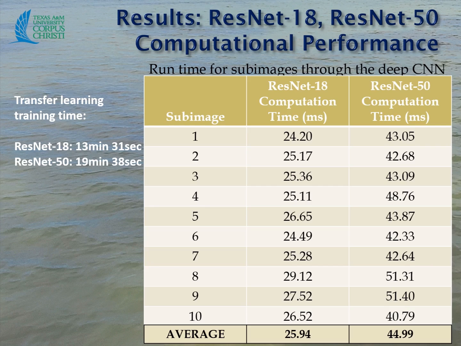For computational performance, as expected, ResNet 50 runtime for each of the 224 by 224 sub-images were longer than the runtime for the ResNet 18 network. This is due to the number of deep layers in the 2 convolutional neural networks. On average, ResNet 50 runtime was about 75% more than that of ResNet 18 using the listed samples. We also note that the training time with transfer learning for ResNet 18 was 13 minutes and 31 seconds, whereas ResNet 50 was 19 minutes and 38 seconds.